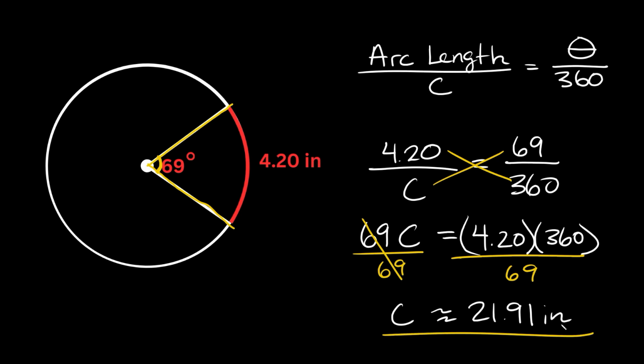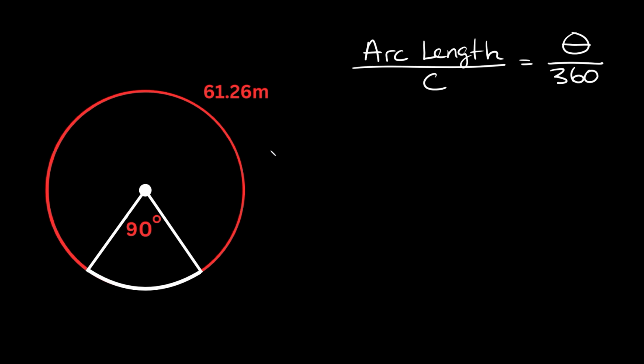All right, here's the last example that we're going to do. Again, we're given our circle right here. It says that this red arc length, that long one right there, is 61.26 meters, and that this angle, the central angle right there, is 90 degrees. It looks like we're going to run into a bit of an issue here, and I'm going to show you why as soon as we plug in some stuff into our formula.